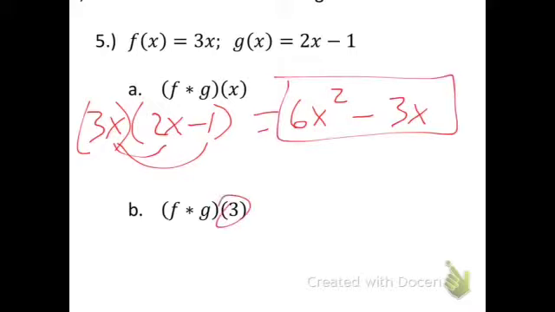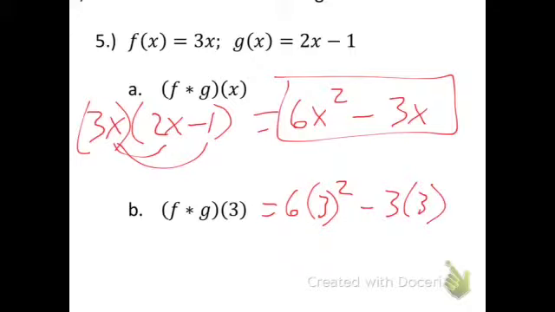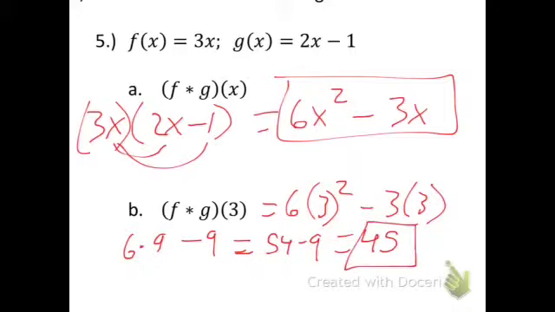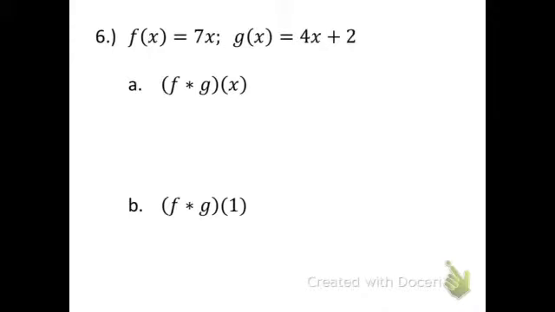And to the first one, take 3 and plug it into both of the x's and evaluate from there. We're going to get 6 times 3 squared minus 3 times 3. Well, 3 squared, that's 9. 3 times 3, also 9. So you're looking at 6 times 9 minus 9. Well, 6 times 9 is 54. Subtract 9. You're looking at 45. Done with that. Moving on to 6.